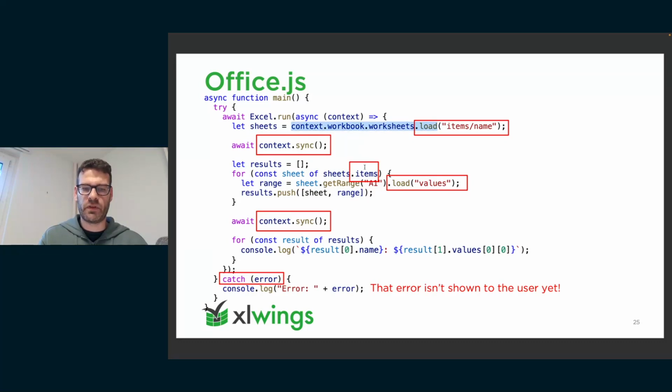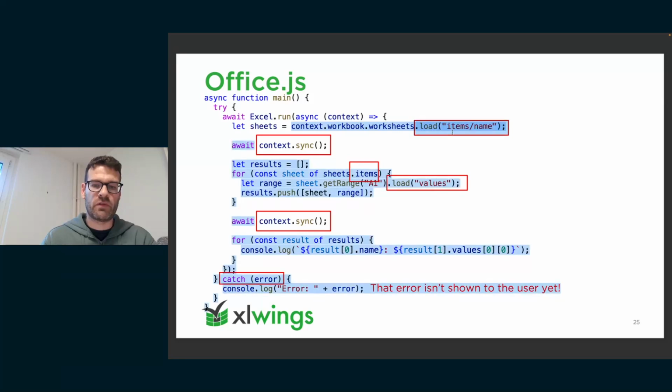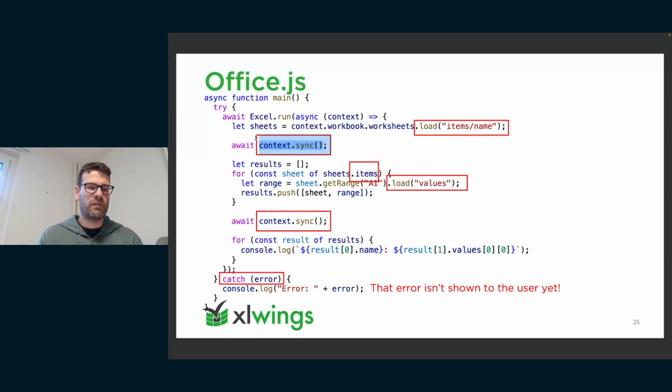I will need to loop through the worksheets.items, which is a little bit awkward. But it's not just awkward in the syntax. I can only access the items if I load the items first. And after loading them, I can only access them once I call the synchronize method here. So there's a couple of things that will just cost you a lot more effort to achieve.